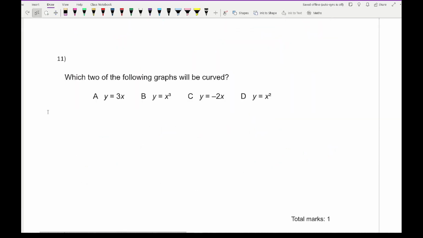Moving on to question 11, it says which of the following graphs are curved. So again, no diagram, but I just need to go from what I know from my knowledge of graphs. And the correct answer we should have is B and D.